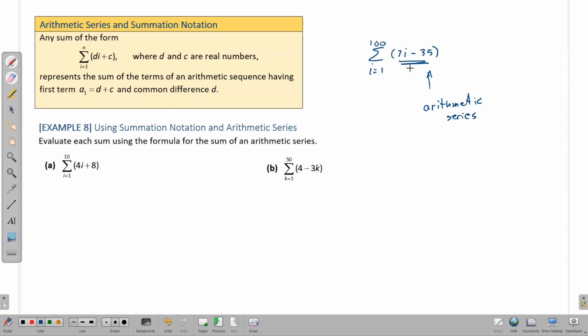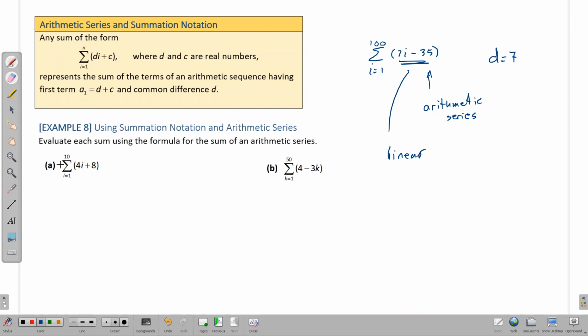Because this is a linear expression, its highest power is 1, so it's just like having an mx plus b type expression there. So we automatically know that it's arithmetic, and we also know that in this case the d, the common difference, is 7. It's the coefficient of the index. That is the common difference.